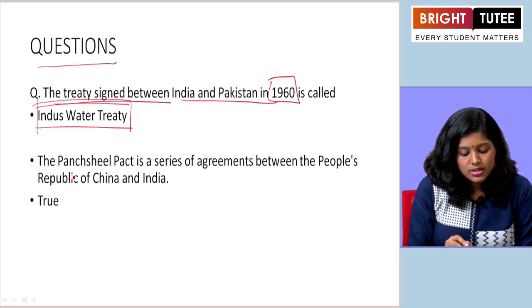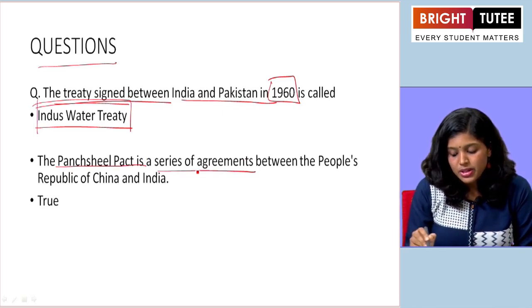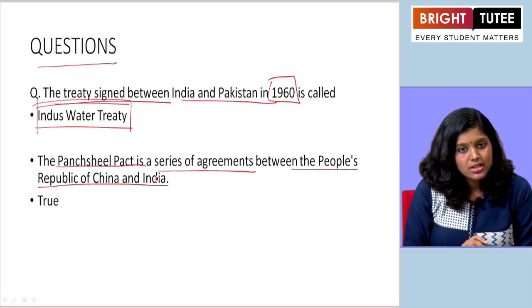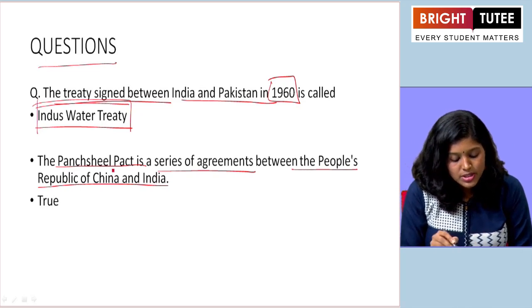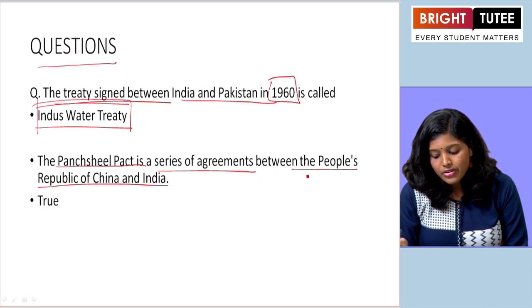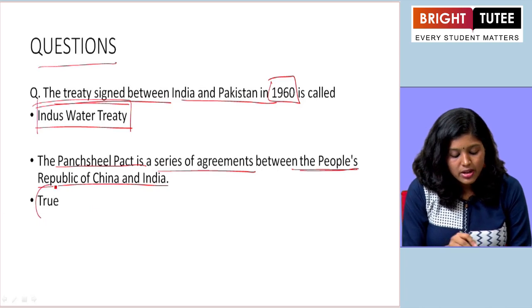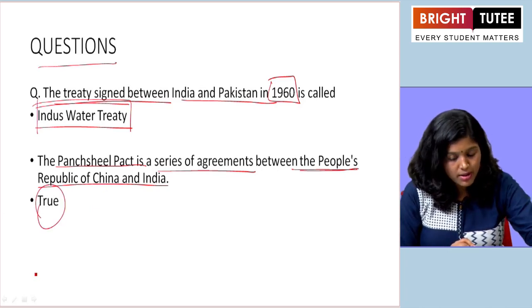The next question is, the Panchsheel Pact is a series of agreements between the People's Republic of China and India. So you have to say whether it is true or false. The statement says that the Panchsheel Pact is a series of agreements between China and India, and it is true. The Panchsheel Pact was signed between India and China.